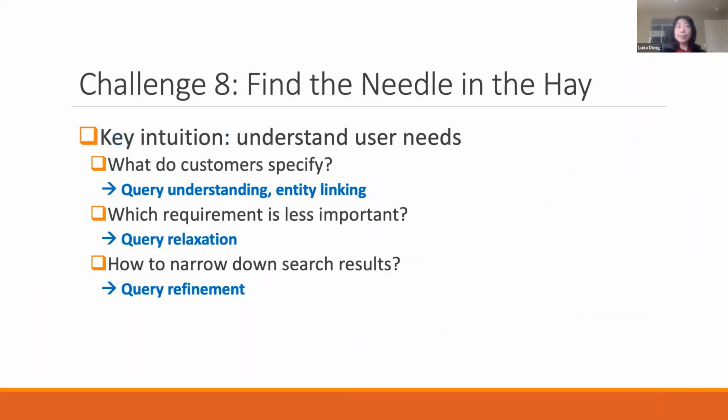So the key intuition here is to understand user needs. We definitely need to understand what the customers are specifying in the query. This is related to query understanding and entity linking. We need to decide which part of the requirement in the query is critical and which part is less important, so we can do query relaxation. We need to understand, if there are too many results, how to narrow down the search results. What is the next question to help the customers make the decision? This is query refinement.